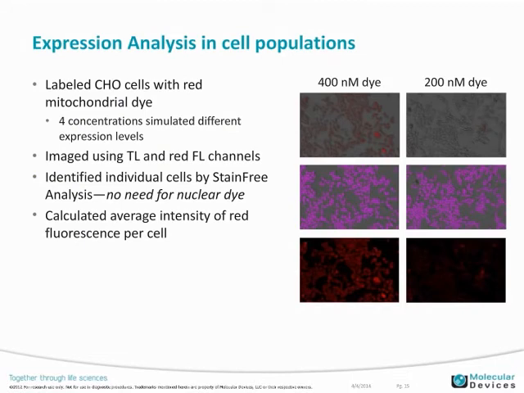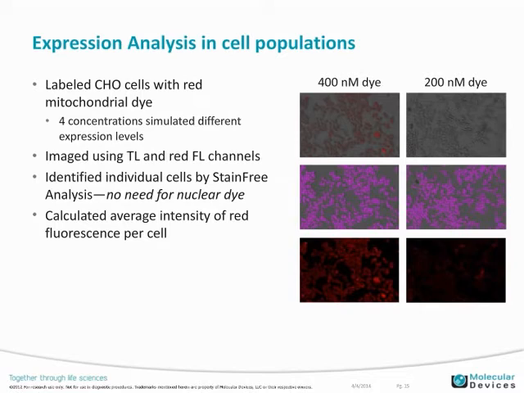One kind of assay that's often done using fluorescent dyes is expression analysis imaging. In this example, we're going to show how you can use the StainFree technology to identify the cells, and then within each of those cells, analyze the expression of a fluorescent marker. In this case, CHO cells were labeled with a red mitochondrial dye, and we tested 4 different concentrations of the mitochondrial dye to simulate different expression levels or changes in expression that might be induced by a treatment of the cells. The cells were imaged using the transmitted light and the red fluorescent channel.